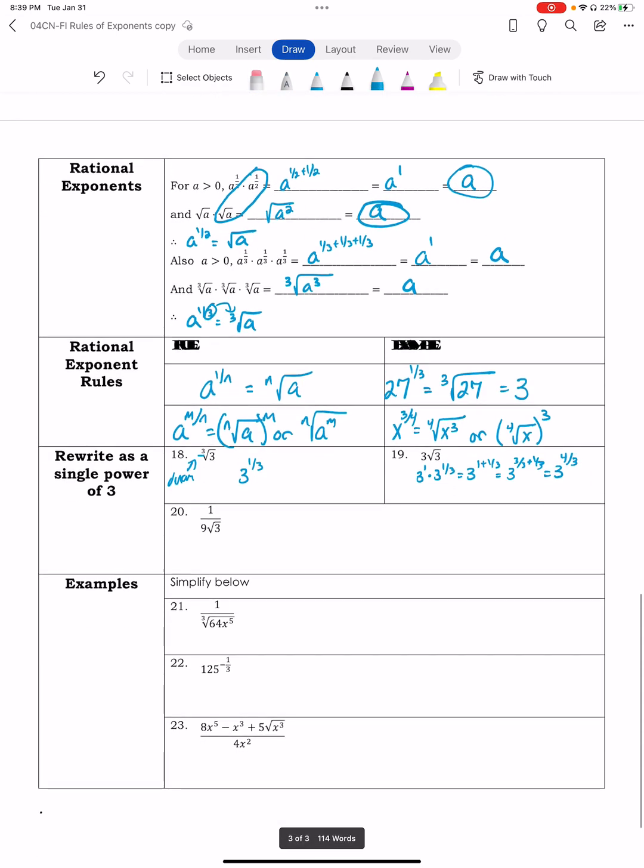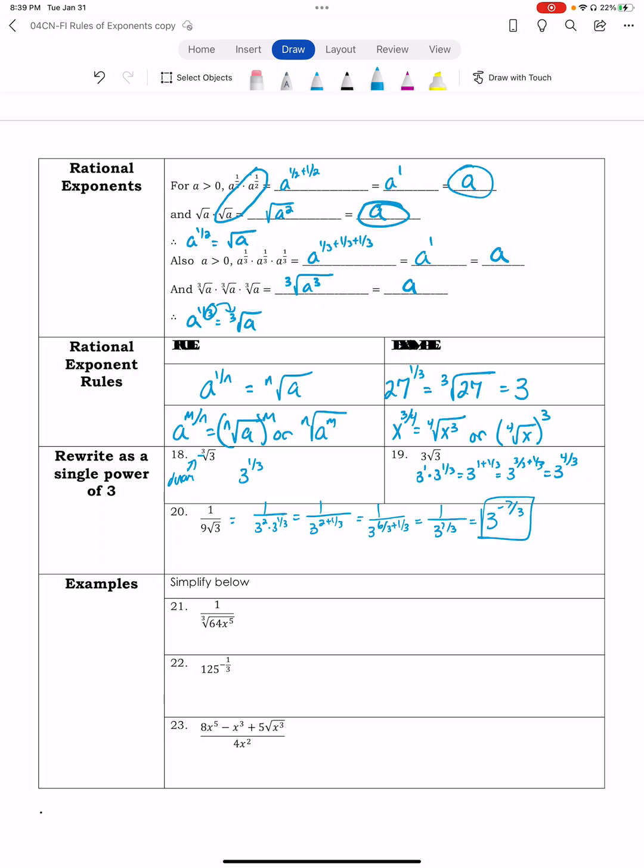And then last but not least, this guy right here. This is 1 over 3 squared times 3 to the 1/3. Okay, which is 3 to the 2 plus 1/3, which is 3 to the 6/3 plus 1/3, which is equal to 1 over 3 to the 7/3. But if we want to bring that up, we have to remember to send it back down. We have to have that negative exponent. So this is your answer here.